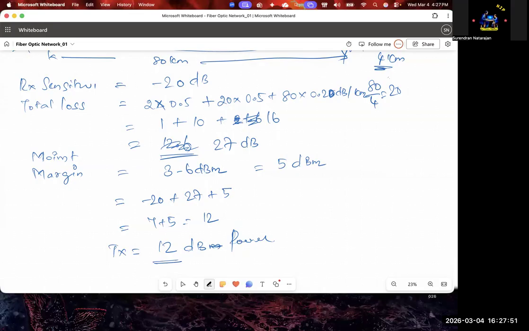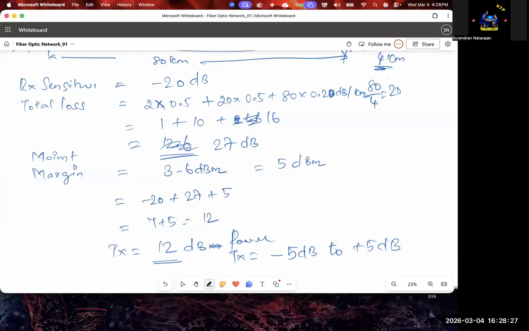But we have a constraint. What is the constraint? Our transmit power ranges from minus 5 dB to plus 5 dB. So how much power do we need here? 12. In that case, is it possible or not? We can't give 12 dB transmit power. Ultimately, this link will not work.